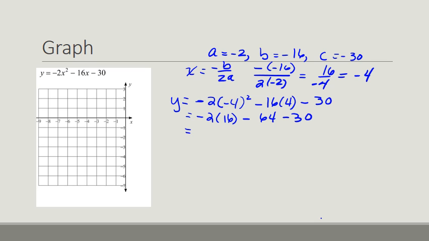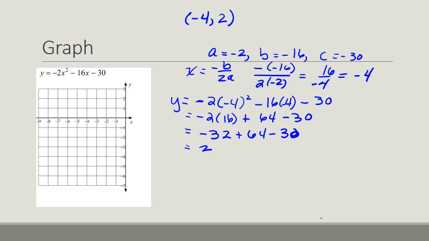Negative 2 times 16 is negative 32. It should be negative 4, so this will be plus 64. Plus 64 minus 30. So negative 32 plus 64 is 32, and 32 minus 30 is 2. So my vertex is going to be negative 4 and 2.